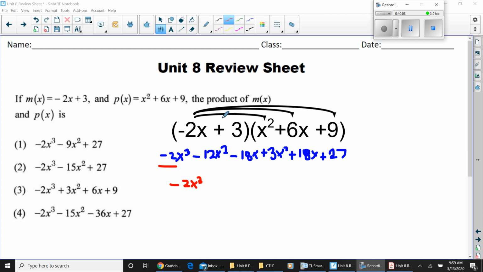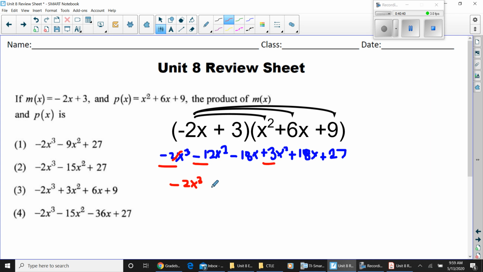So I distributed this negative 2x to the 3 terms in the second set of parentheses, and then I distributed the 3 also to the second set of parentheses. I got all of my terms right here, and then I have negative 2x to the third. I'm going to cancel that out because there's no other x to the thirds. Then I have negative 12x squared and a positive 12x squared, and I don't have any other x squareds.